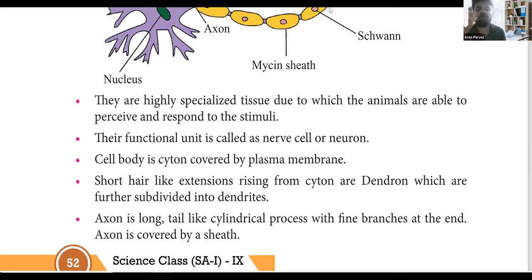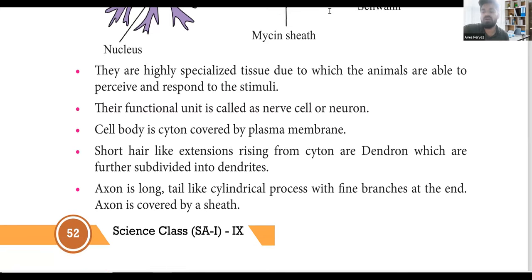If someone pricks you with a pin, then you will respond to that. So these actions are taken with the help of the neuron. These are highly specialized tissue due to which animals are able to perceive and respond to the stimulus.